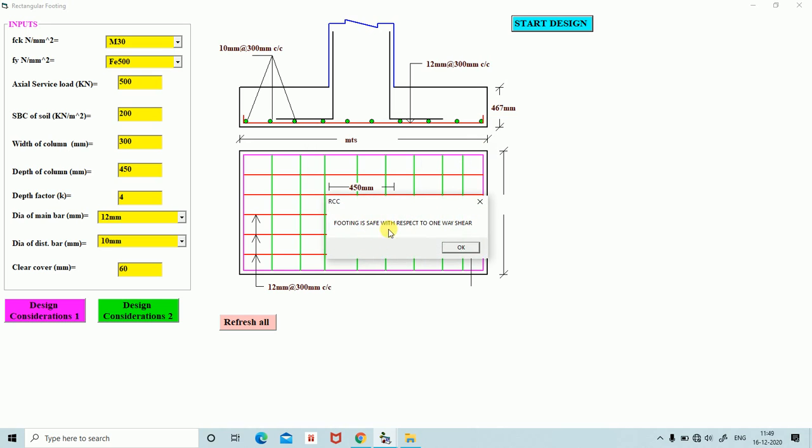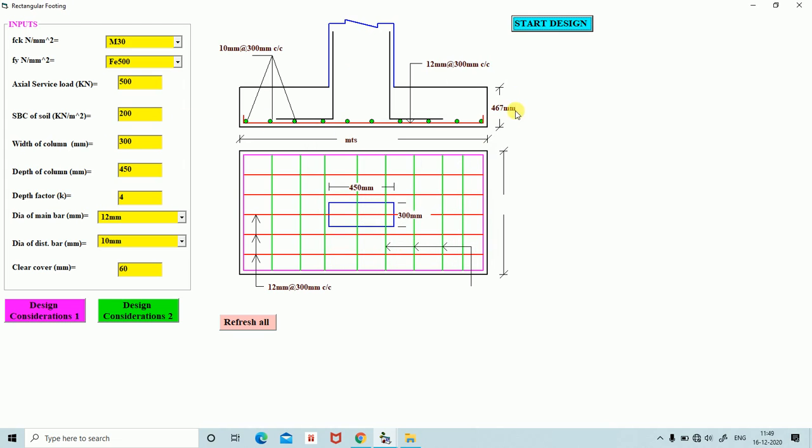You can see the footing is safe with respect to one-way shear. Therefore the depth of the footing is 467 mm. We can provide 500 mm as the depth of the footing, for an axial service load of 50 tons and soil bearing capacity 200. Main reinforcement we have to provide 12 mm at the rate of 300 mm center to center, and the distribution reinforcement we have to provide the same. If you require, you can provide 10 mm at the rate of 300 mm center to center, or 10 mm at the rate of 200 mm center to center.